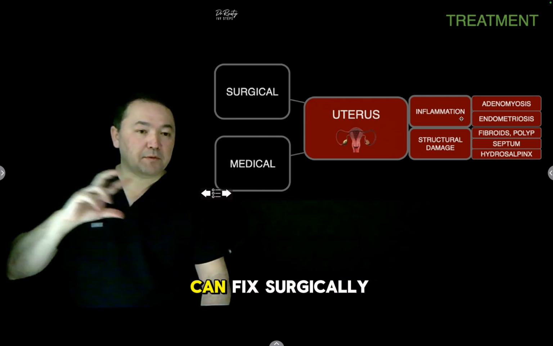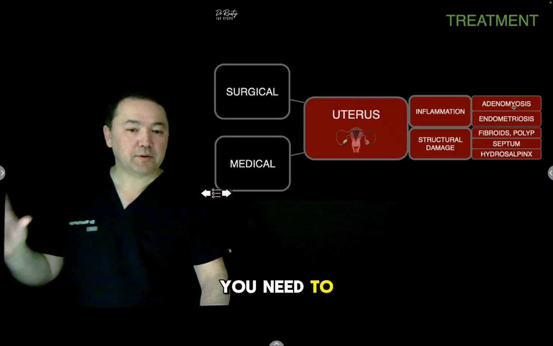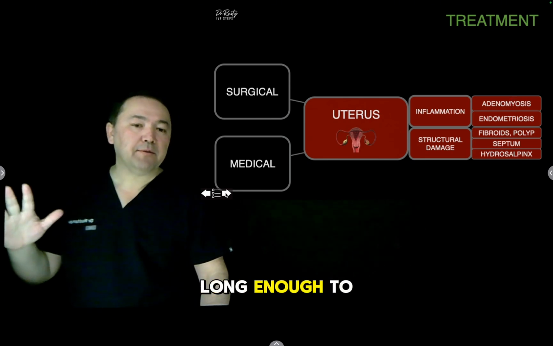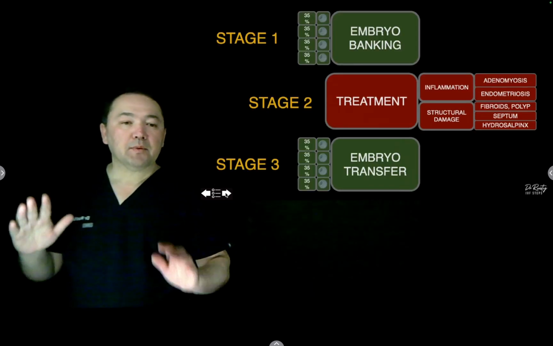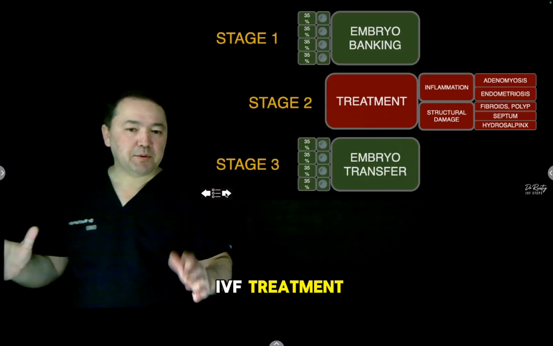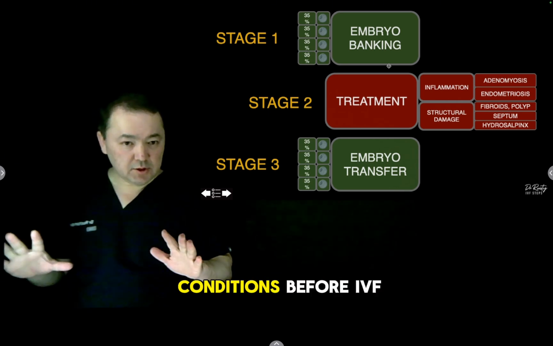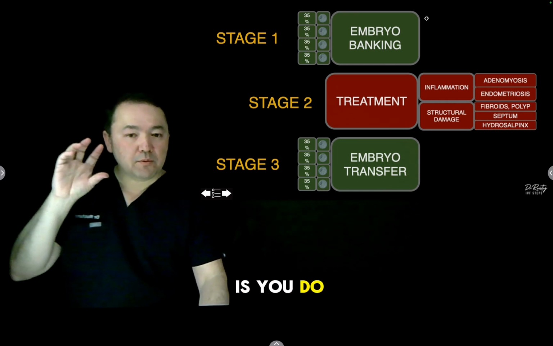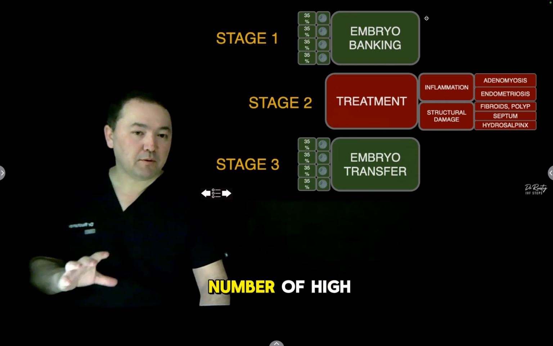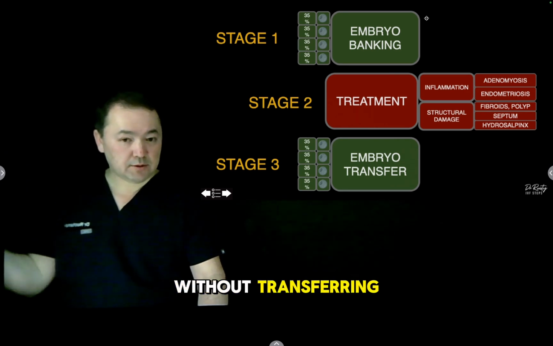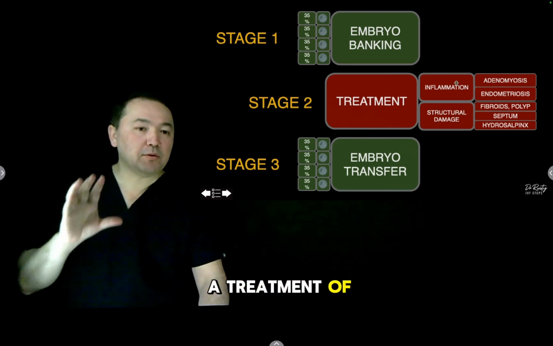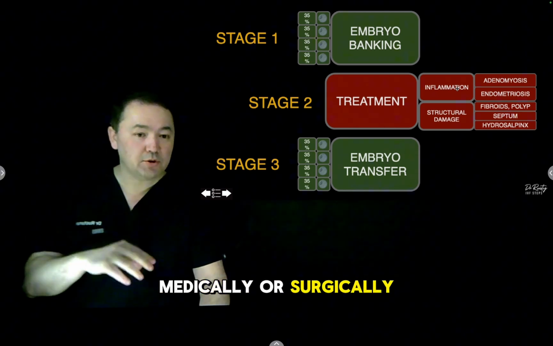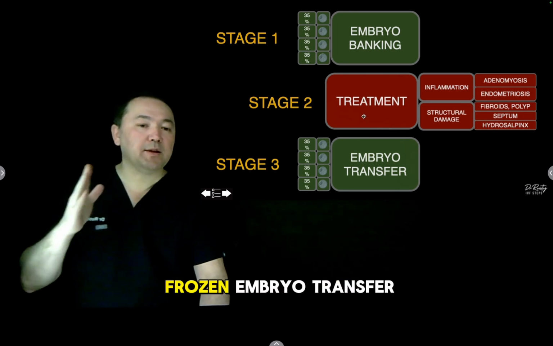A lot of these problems you can fix surgically, and some of the problems you need to fix with medical treatment, like adenomyosis. You need to suppress the pituitary long enough to let it heal itself. So essentially, this is called 3-stage IVF treatment, which means if you're suspecting any of these conditions before IVF or during a fresh IVF cycle, then the first stage is banking of embryos. You bank a sufficient number of high-grade embryos first without transferring. The second stage is the treatment of this chronic inflammation or structural problems of the uterus, medically or surgically. Then the third stage is a frozen embryo transfer cycle.